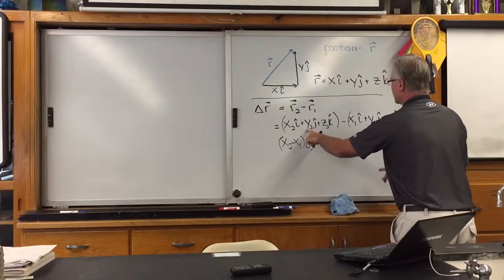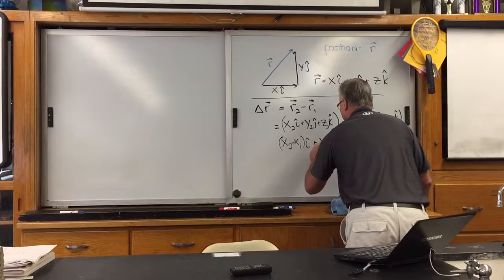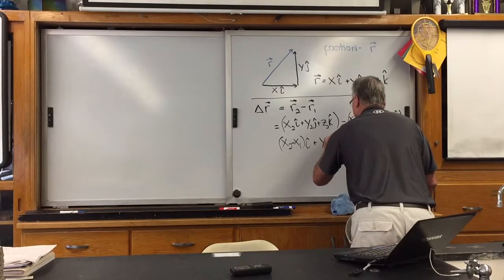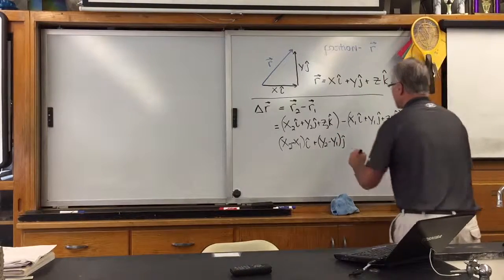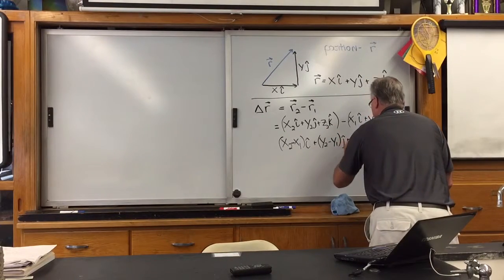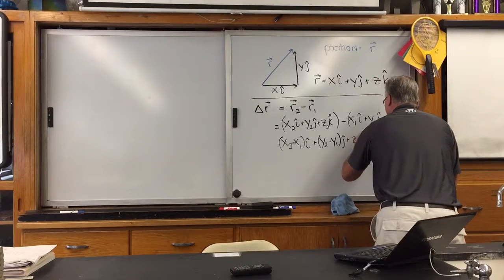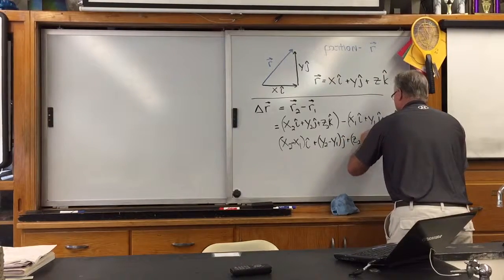Plus, now we have Y2 and Y1. Let's subtract those. So Y2 minus Y1. We know that's in the J direction. Z2 minus Z1. And we know that's in the K direction.